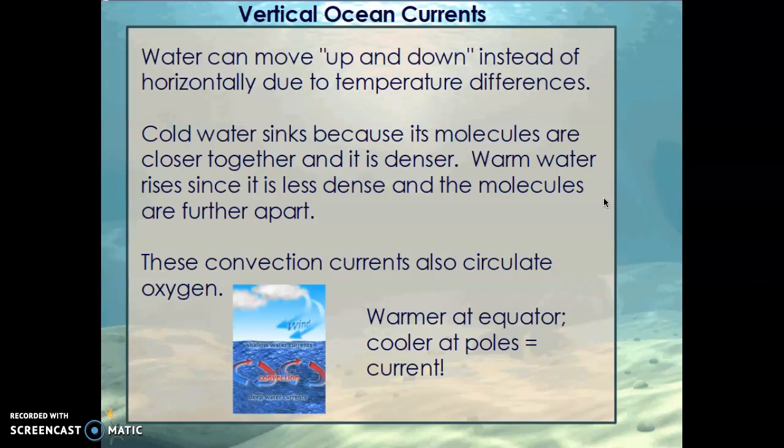Okay, that's because the same thing applies in the ocean. Cold water sinks, warm water rises, and that's because of its density. Okay, so this creates something called a convection current, and one of the good things about this is that it keeps oxygen circulating as well. Okay, so if you think about the Earth as a whole structure, you're going to have warmer water at the equator and cooler water at the poles, so that's going to create a current. So that's going to create it sinking down towards the equator and rising up towards the poles.